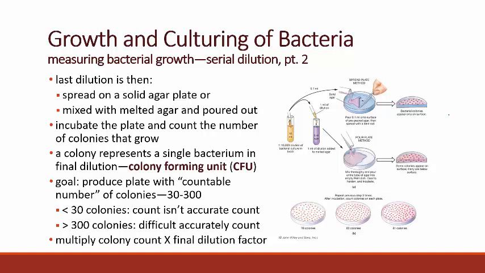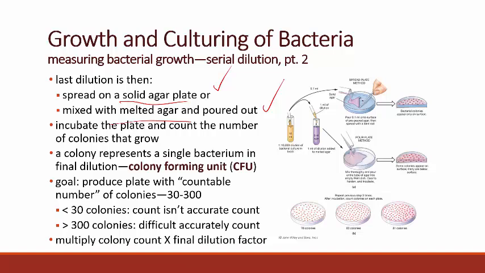Then with that last dilution, you take all 10 mils and you either spread it out on a solid agar plate, so a plate that's already been poured, and this week we're going to practice pouring plates, so you're going to get some experience with that. Or you can mix that last 10 mils with melted agar, and you melt it and then you cool it so that the bacteria don't get burnt up. And then before it solidifies, you can mix in that 10 ml volume, and then you pour it out onto a plate. So if you do it this way, it's called a spread plate. If you do it this way, it's called a pour plate.